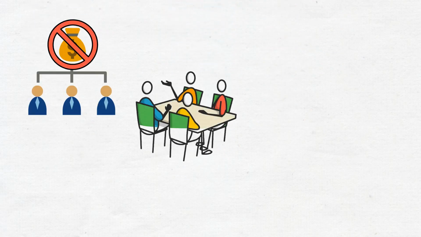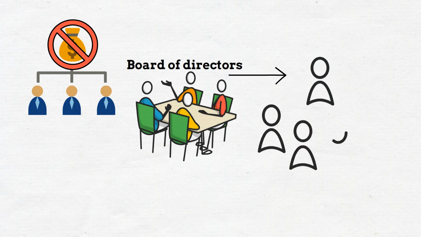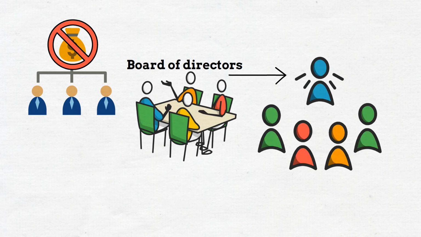Declaring a stock dividend usually rests with the board of directors rather than the shareholders. The board may declare a stock dividend to provide additional benefits to shareholders without using up the company's cash reserves or to signal confidence in the company's prospects.